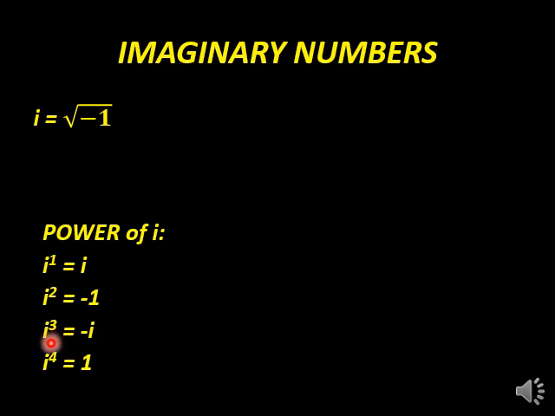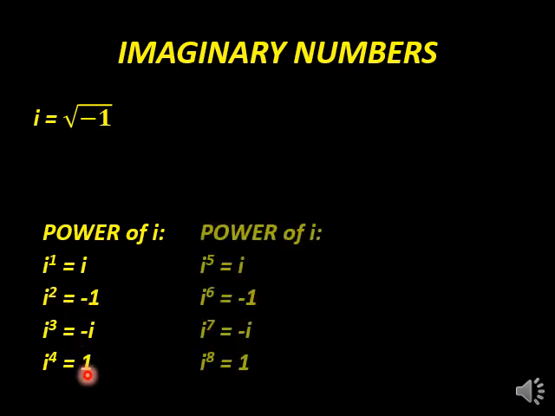i cubed is simply i times i squared, because 1 plus 2 is 3. So i times i squared is simply i times negative 1, which is negative i. Now for i to the fourth, this is simply equal to i squared times i squared, or negative 1 times negative 1, which is 1. Now for i to the fifth, this is equal to i. So we have i, negative 1, negative i, 1.